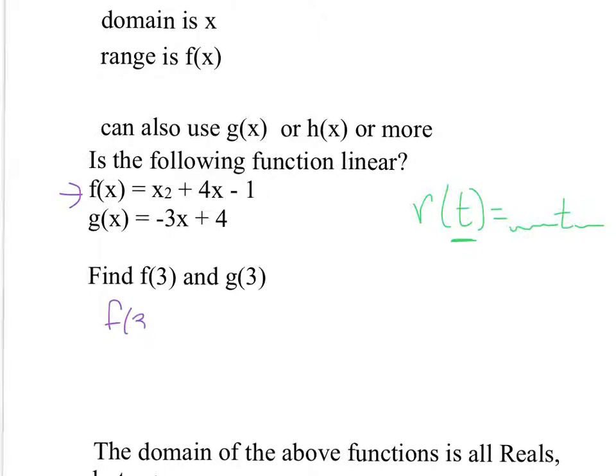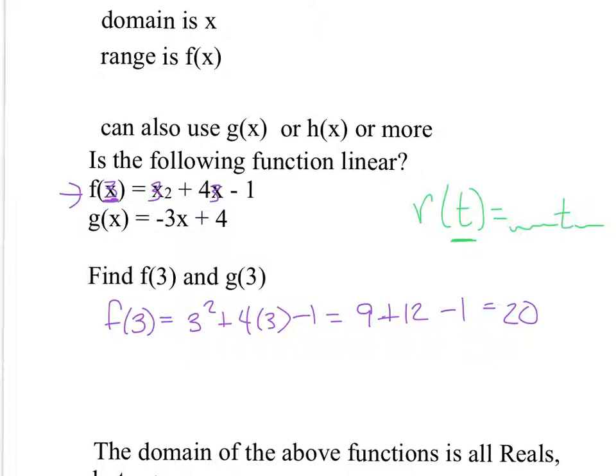So f of 3, what's happening is I'm replacing the x with 3. That means I'm going to replace all these x's with 3. So I'm going to have 3 squared plus 4 times 3 minus 1. That gives me 9 plus 12 minus 1, which would give me 20. Okay, so f of 3 equals 20.